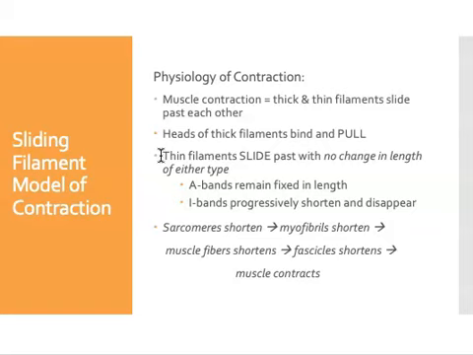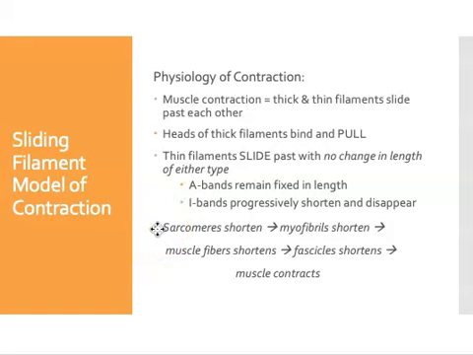So neither filament is physically getting shorter. The sarcomere is getting shorter. The filaments themselves are staying the same length, but the Z lines are coming closer and closer together, so the sarcomere is getting shorter. If you watch underneath the microscope, the A bands will actually stay the same length during contraction. It's the I bands that get shorter and shorter and ultimately disappear.